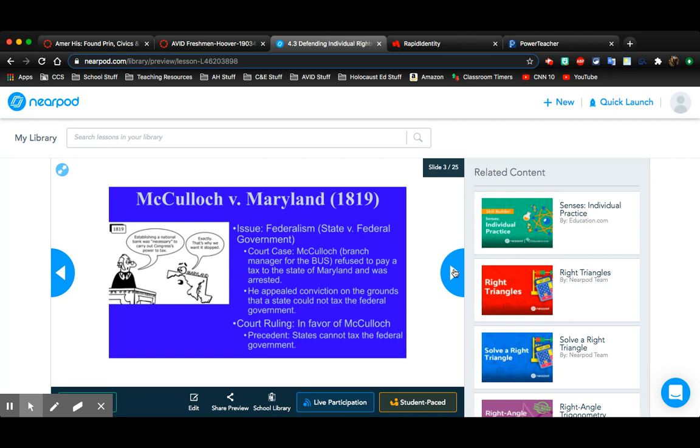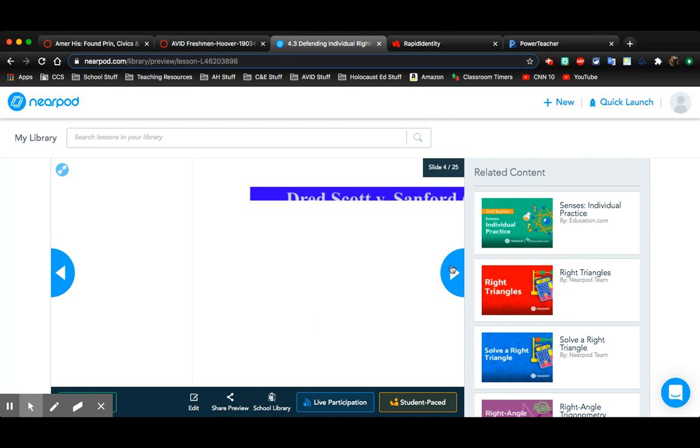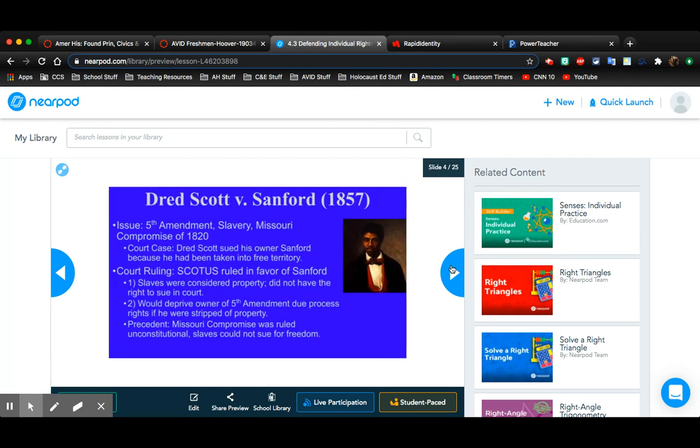Once again, I don't want you guys to get bogged down in the details of this. Just know that the precedent that it set was that states cannot tax the federal government, and it established the supremacy of the federal government over all state governments because the state of Maryland tried to tax the first bank of the United States, and the Supreme Court said, no. Supremacy Clause, Article 6 of the Constitution, states cannot tax the federal government, supremacy of the federal government over the states.